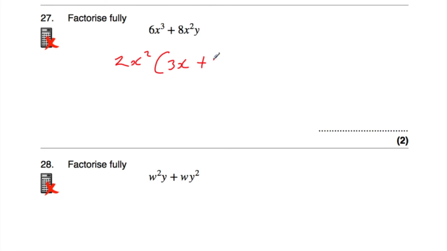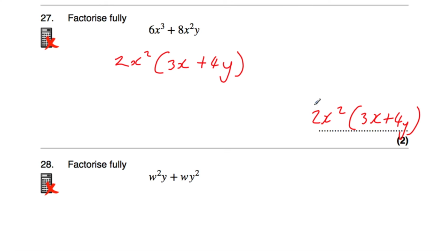8 divided by 2 is 4. x squared divided by x squared, well that means the x squared is just coming out, so x squared divided by x squared is 1, so we're not going to write anything there, or as you can see it's come out of the bracket anyway. And then we'll just be left with our y. So that means our answer would be 2x squared, open brackets, 3x plus 4y, close brackets.